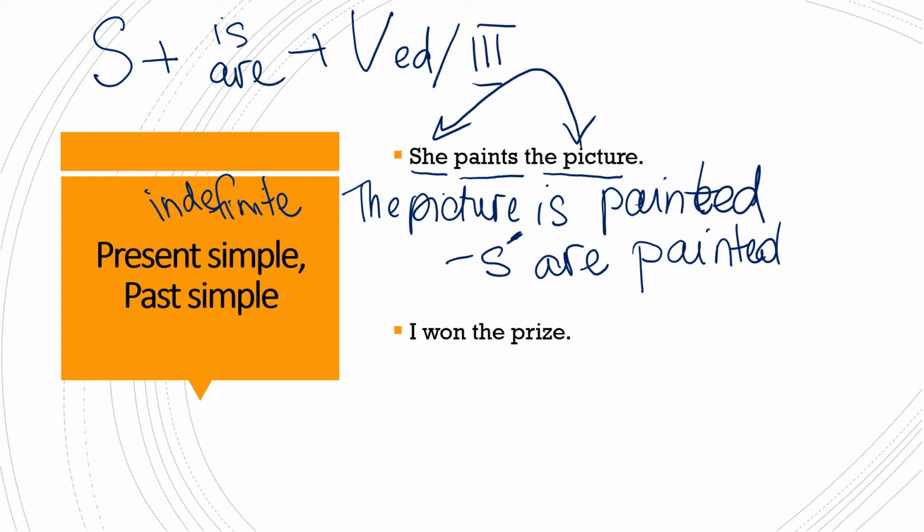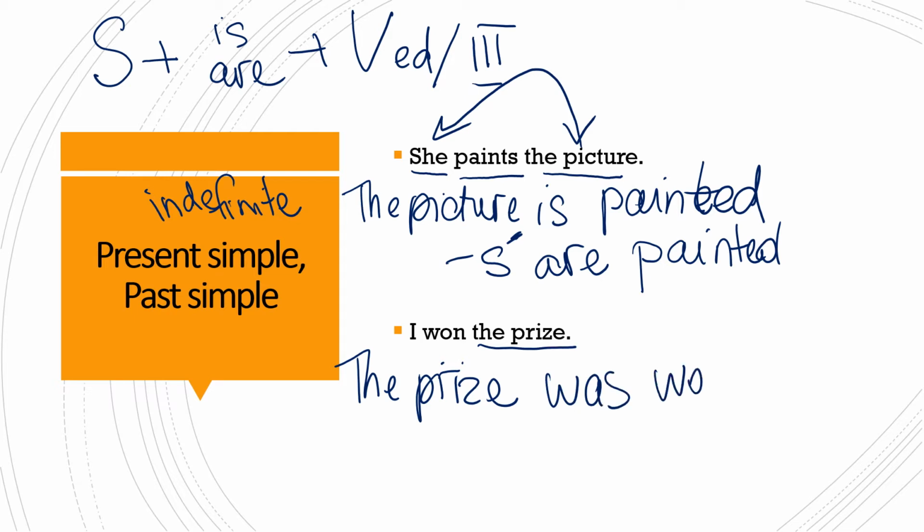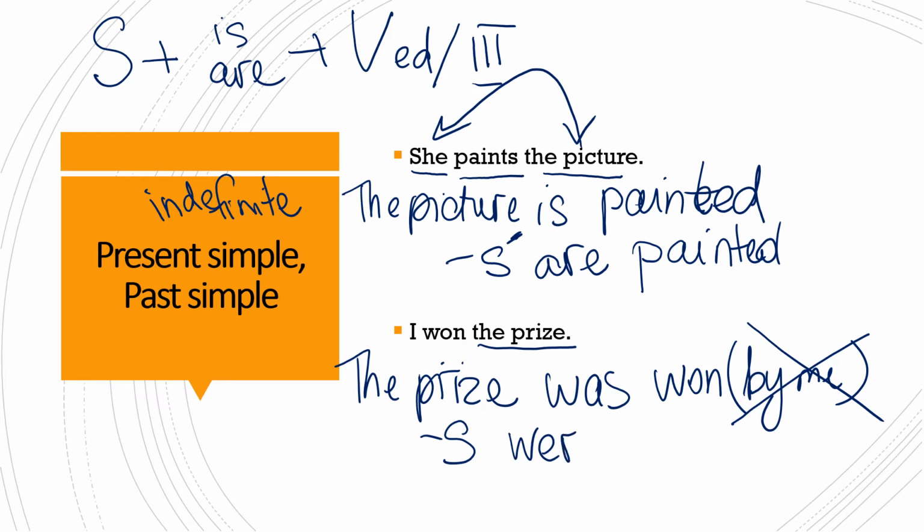Past simple, I won the prize. The prize was won by me. But this "by me" is not important, that's why we're going to leave it out from now on. In case prize is in plural, so prizes, the form would be were.